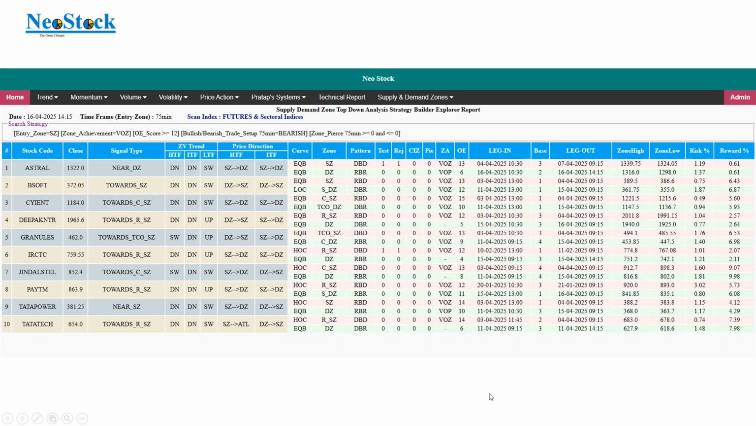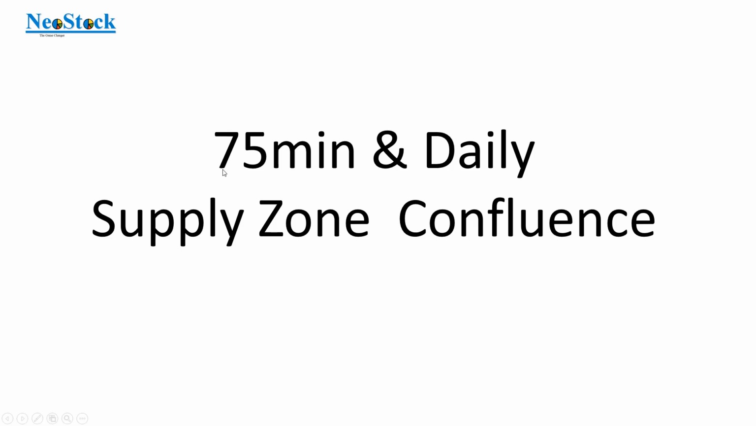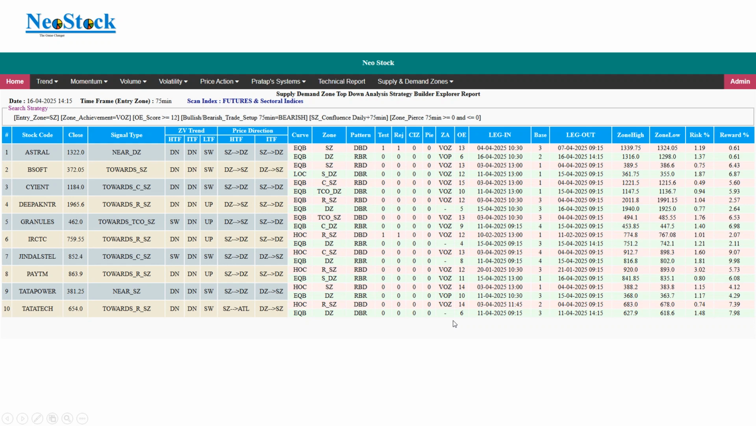Okay, we can further filter based on this zone confluence. First filter LTF, ITF supply zone confluence. That is 75 and daily supply zone confluence. With this filter, we got all 10 stocks. See, after adding supply zone confluence, all are filtered.